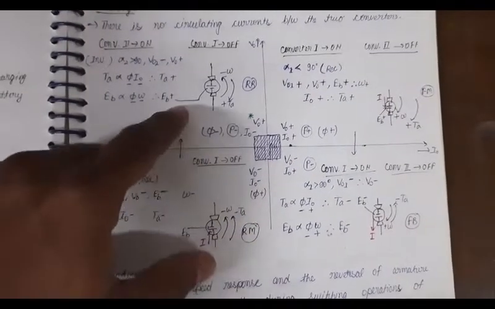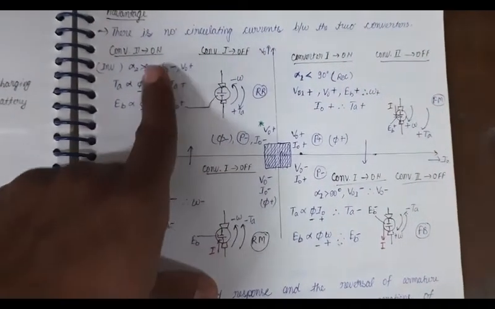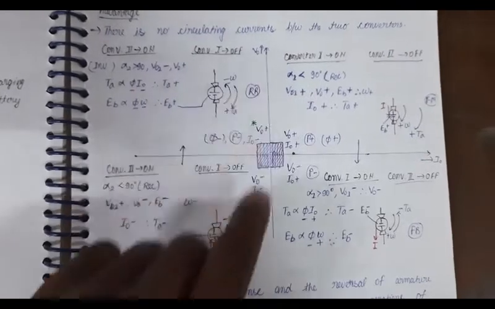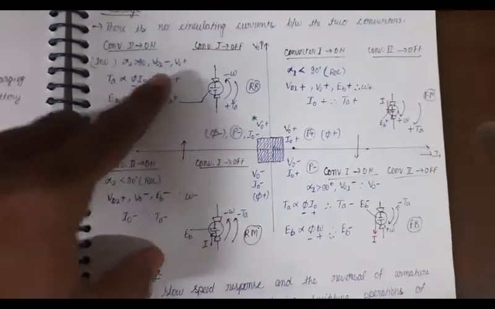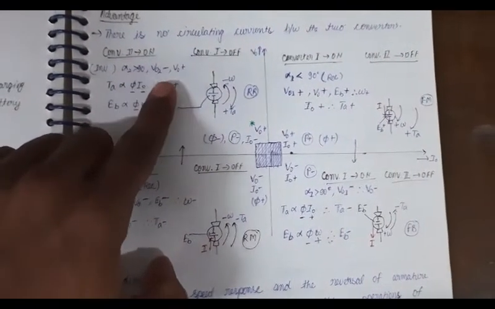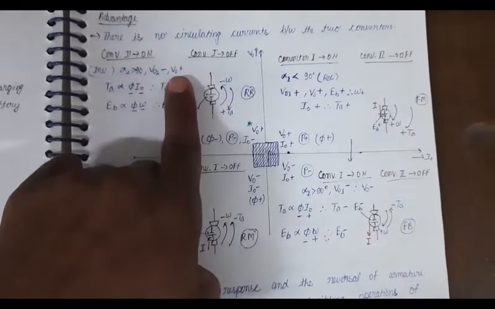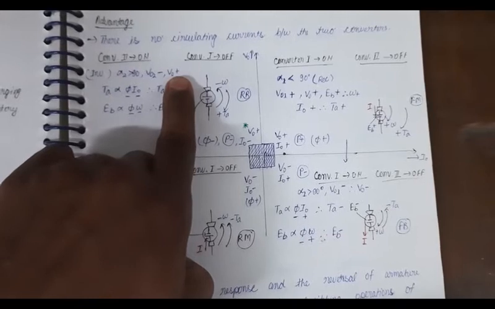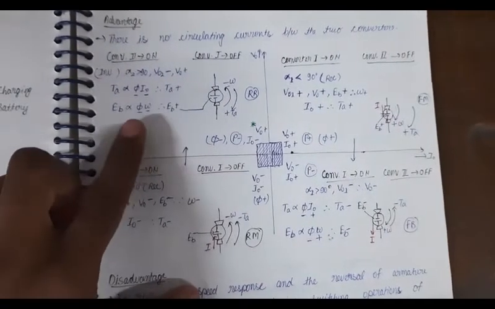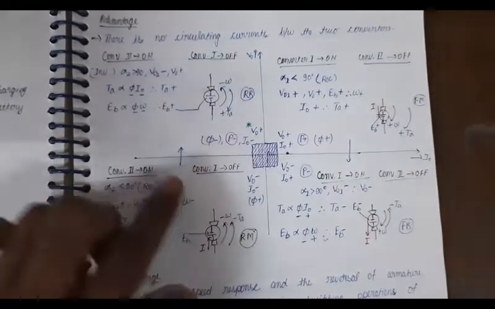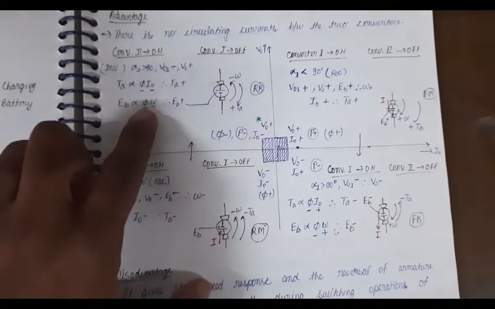Now we have the second quadrant. In the second quadrant, converter 2 is on, converter 1 is still off, as in the third quadrant. But here the angle alpha 2 is greater than 90 degrees. So the voltage is still negative, but the output voltage V0 becomes positive. And how does the output voltage become positive? Because the direction of rotation and the flux, both of them, are negative.